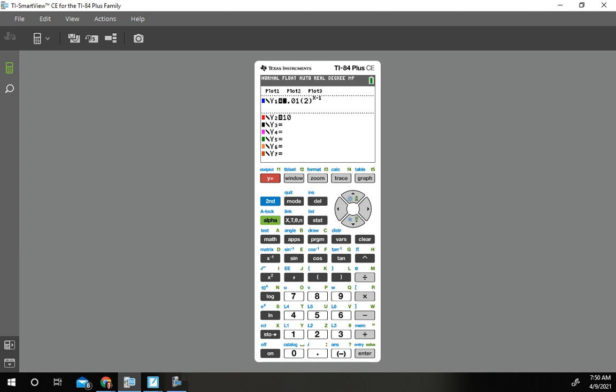So it looks like that. And my graph looks like this. I can't really see anything. So I need to adjust the height of my y-axis and how far out my x-axis goes. So when I go to my window and adjust this, we're going to put 20. And for my y-max, I'm also going to put 20.